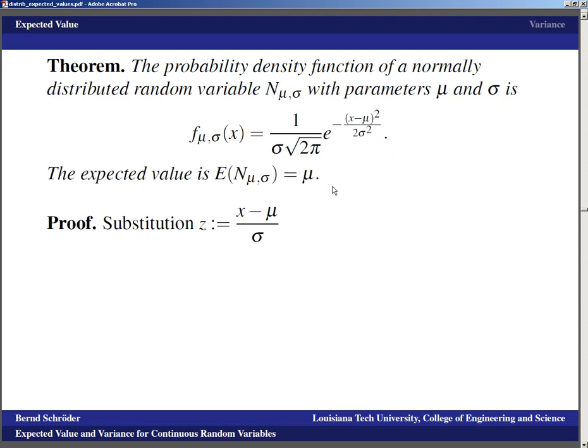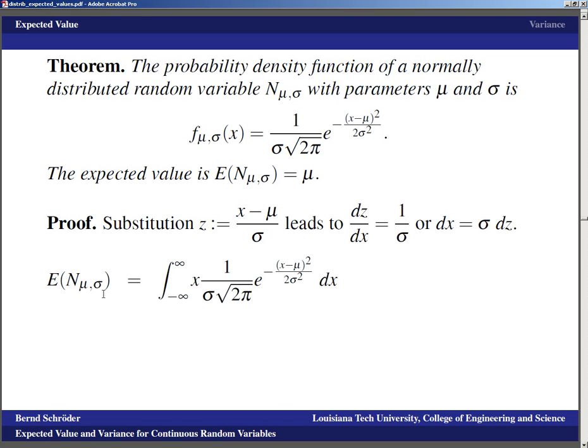How do we compute the integral? Well, the substitution z equals x minus mu over sigma, which we have seen before and which is very beneficial for these things, gives that dz/dx is 1 over sigma, and then dx is sigma dz. As we compute the expected value, we first get the integral of x times the density function. We realize that the exponent is just x minus mu over sigma quantity squared divided by 2 with a negative sign, and we copy everything else.